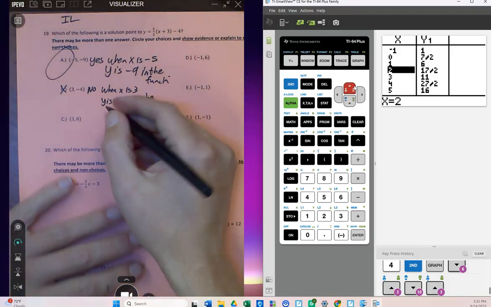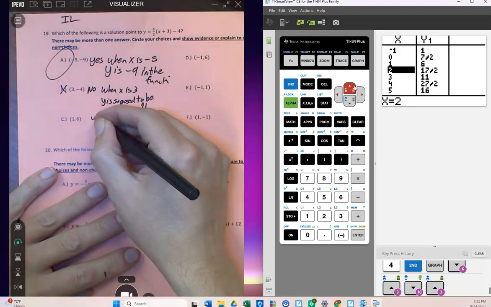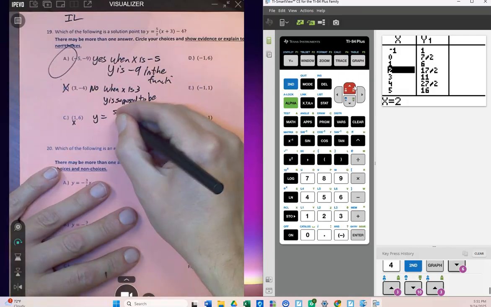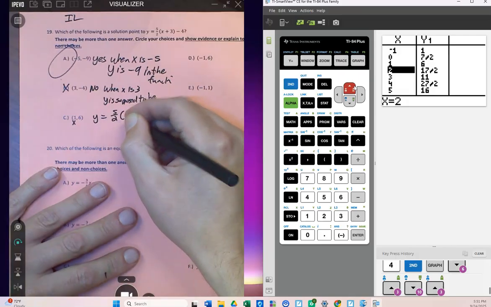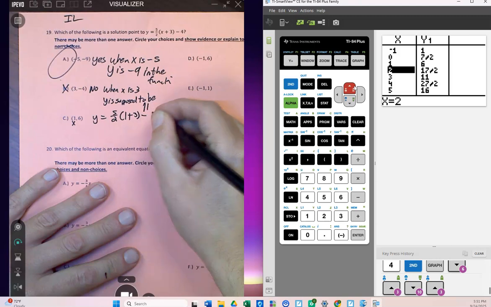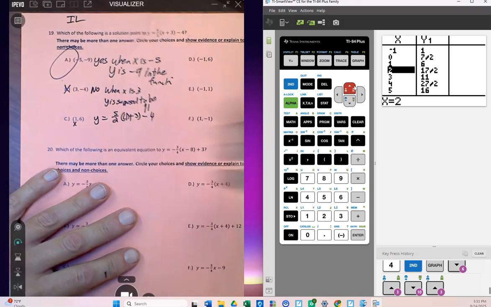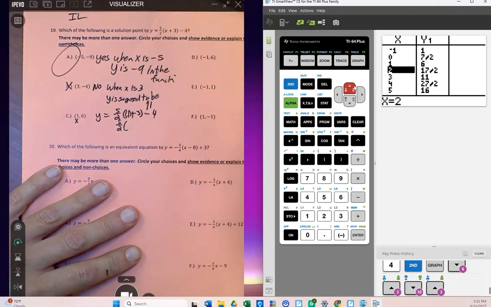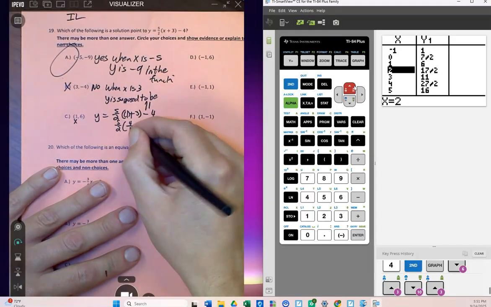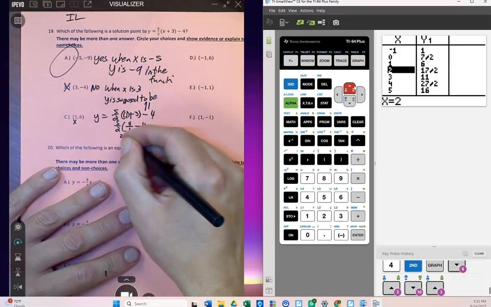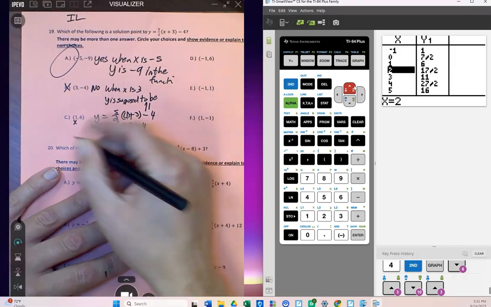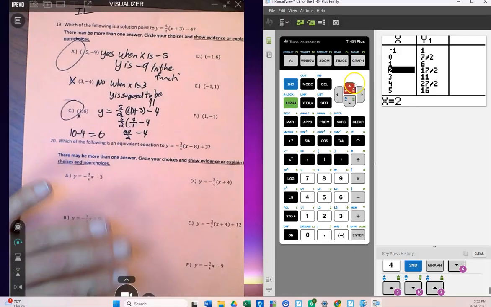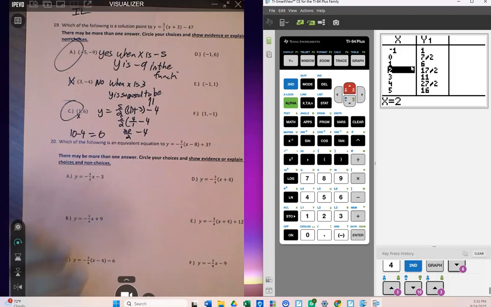Let's do it again. Alright, without the calculator. Here we are. Let's see what y is supposed to be. Here we go. 5 halves times 1 plus 3, minus 4. So I'm putting 1 in for x. 5 halves times 4 over 1, minus 4. 20 over 2 minus 4. 10 minus 4 is 6. Okay. Ooh, there it was on the table.